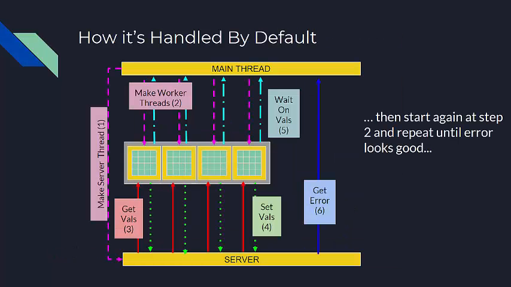And this is how the original parallel program handles it by default. So first, you got your main thread, makes a server thread. Then each iteration, it spins up worker threads. The worker threads then get the values, process it, bring it back to the server, and then the main thread waits on these values, and then only after that does it get the error from the server.